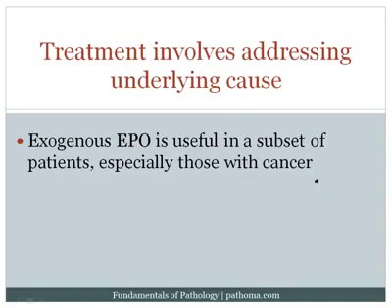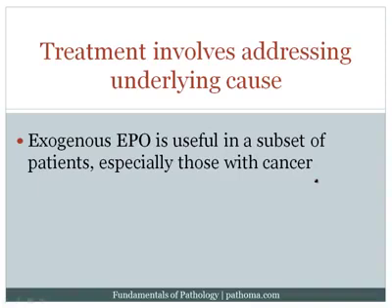The treatment would be to address the underlying cause. So if there's a chronic inflammatory state, for example, the patient has an autoimmune disease, then we'd want to address the autoimmune disease. By decreasing the inflammation, we'll decrease the production of hepcidin, and by decreasing hepcidin, we'll then be able to free the iron that's present in the storage sites and make it available to the bone marrow.